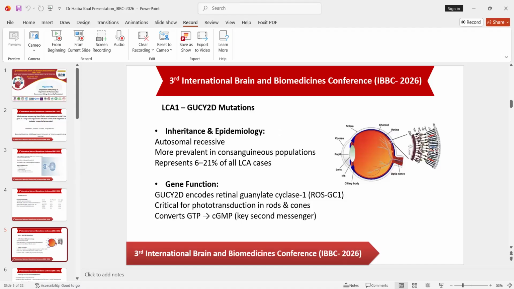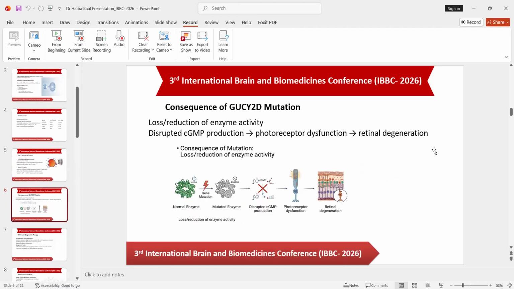So, most of the mutations in this gene are loss of function mutations. If any mutation occurs in this gene, this phototransduction channel is disrupted, and as a result, vision loss can result. So, this is the consequence of the GUCY2D mutations because it's autosomal recessive.